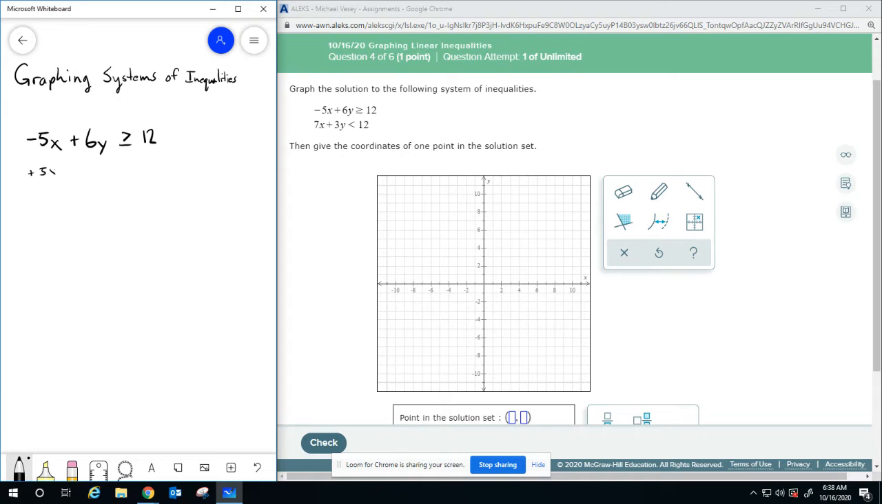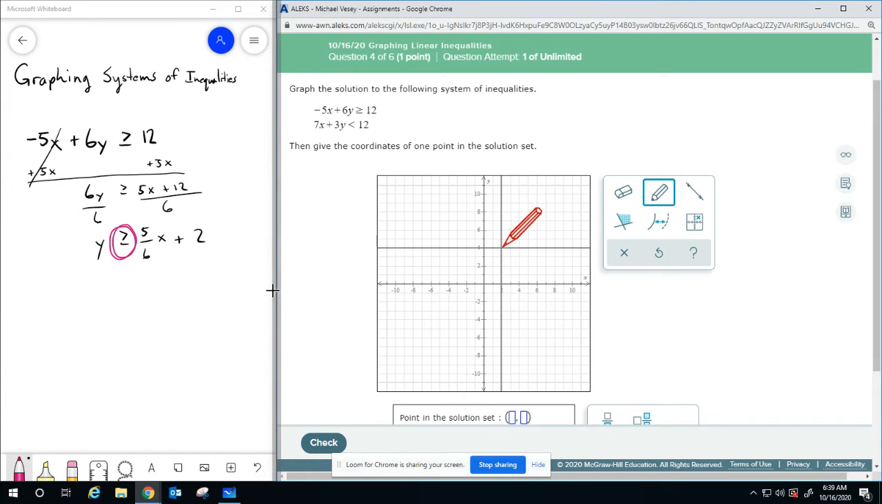So what I would do first is I would add 5x to both sides. So I'd get 6y greater than or equal to 5x plus 12. And then I would divide by my coefficient of y to get y greater than or equal to 5/6 x plus 2. All right, and let's talk about our inequality here. This is a greater than or equal to, so we're going to be shading above this line, and we want it to be a solid line.